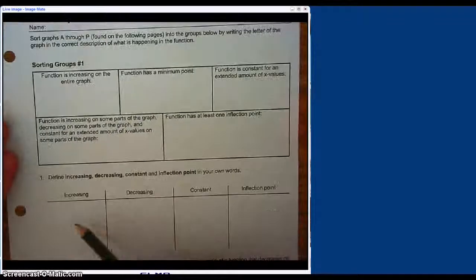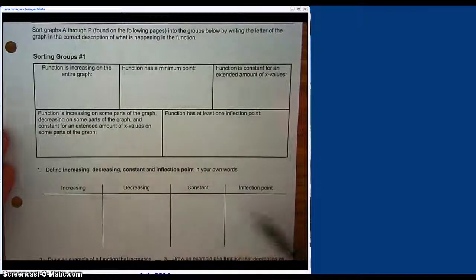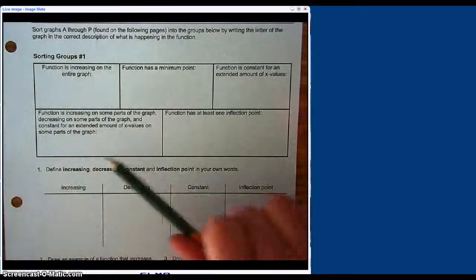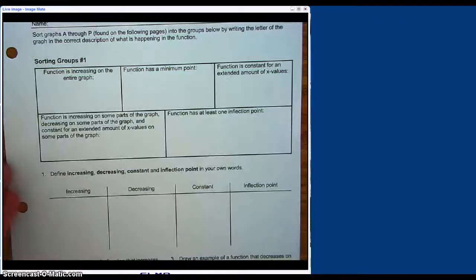I'd like to actually do these definitions before we do any sorting, because these definitions will actually help you. And it says, define increasing, decreasing, constant, and inflection point in your own words. Well, I'm going to help you. I'm going to use words that will help you to then go back and do the sorting.